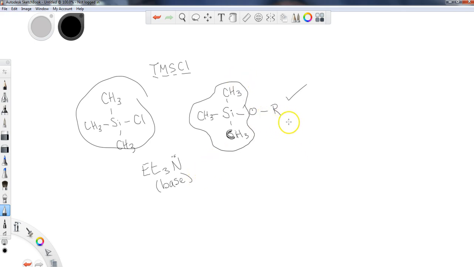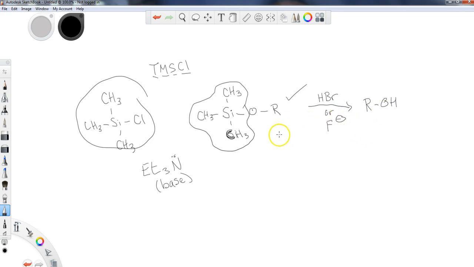Now, if I want to deprotect my protected alcohol, I simply need a strong acid. So I can do anything along the lines of HBr or HI or something like that, or I can also use a source of F minus. And either of these will cleave the silyl group and provide the original alcohol back.